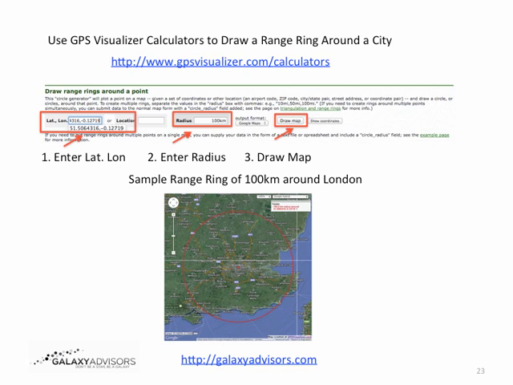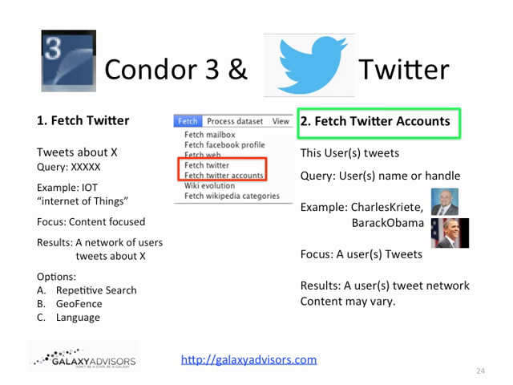Then you can also use GPS Visualizer to draw a range ring around a city or an individual address. Once you have that latitude and longitude, just put it into the lat lon box at the top of that page, indicate a radius in kilometers or miles, and then draw the map. Again, this is a good way to further document your Twitter locations if you put a geofence around your particular fetch.